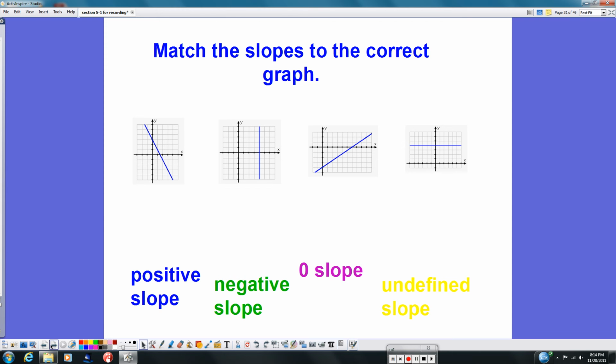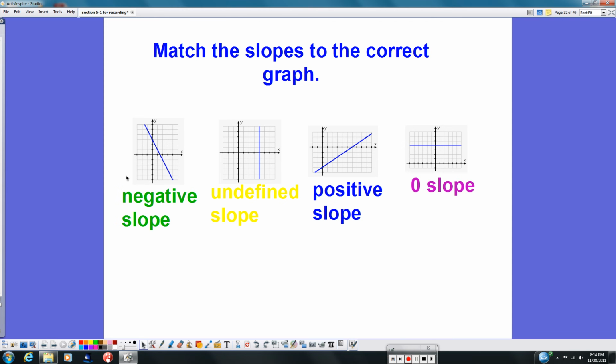Again, let's try labeling these ones. This one's negative, it's decreasing. This one's undefined, it's straight up and down. Positive, and 0, we have our flat line.